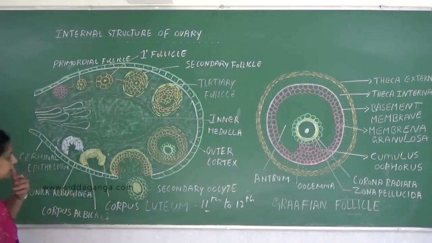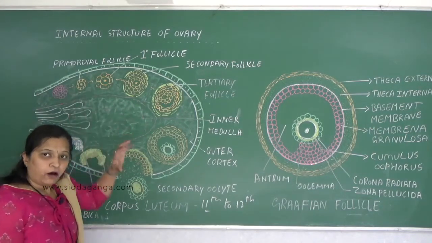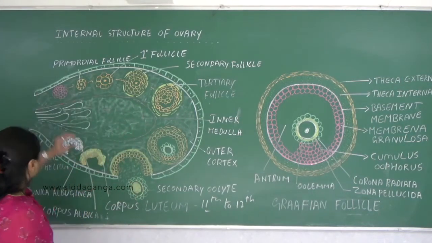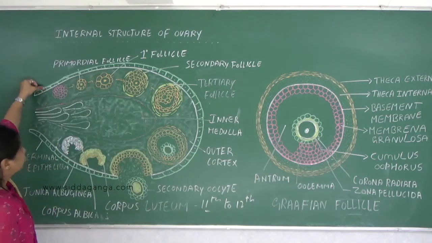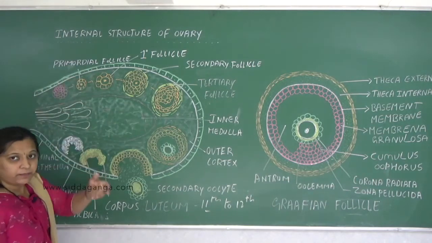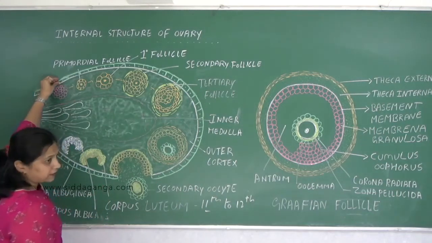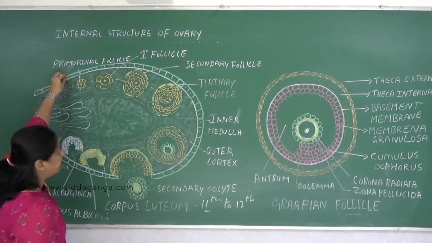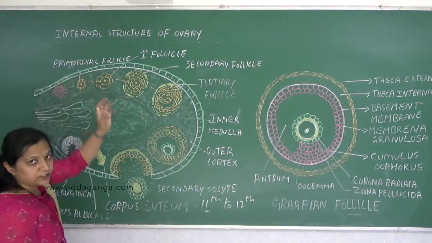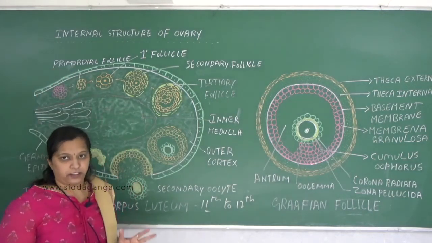Okay, the folliculogenesis begins during early fetal life only. It is because, see, this is the germinal epithelium, no? So the germinal epithelium is made up of which type of cells? Cuboidal cells, right? So some of the cells of this germinal epithelium will differentiate.